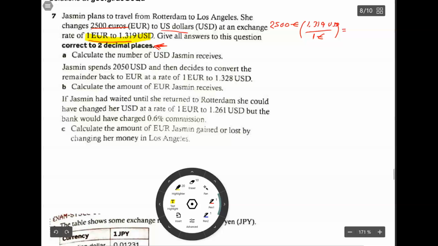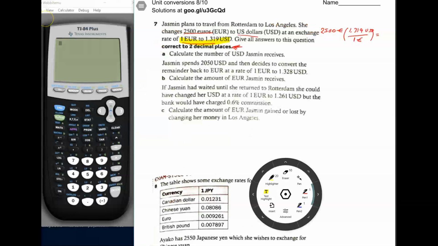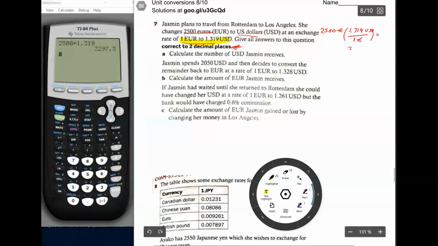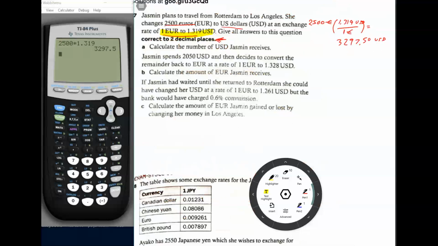So I want to find out how many US dollars, so I'm going to multiply. I am going to do 2,500 times 1.319, and the answer is 3297.50 US dollars. So that was part 8.